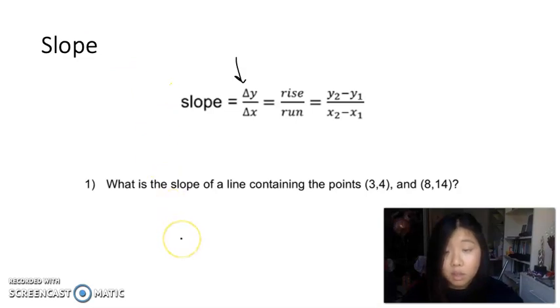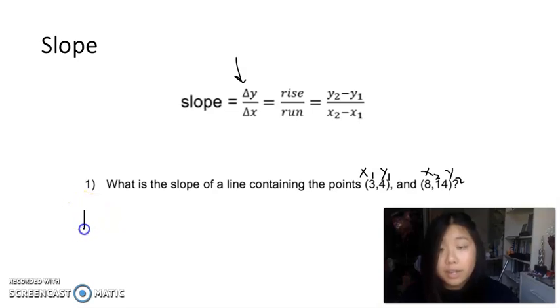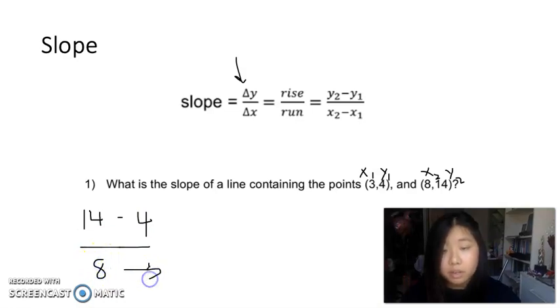So let's look at an example. What is the slope of a line containing the points 3, 4, and 8, 14? Well, 3 is x1, 4 is y1, 8 is x2, and 14 is y2. So we can solve using this equation. y2 is 14 minus y1, which is 4, over x2, which is 8, minus x1, which is 3. And when you solve this out, you get 10 over 5, which can be simplified to 2. So 2 is the slope of the line.